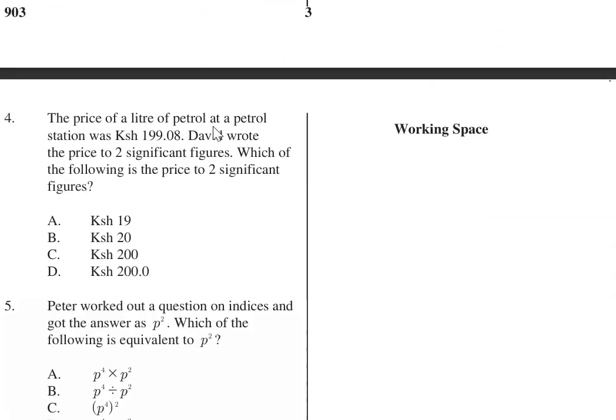The price of a liter of petrol at a station was 199.08 Kenyan shillings. David wrote the price to 2 significant figures. Which of the following is the price to 2 significant figures? So maybe I teach you something on significant figures because this one confuses a lot of students. Any number between 1 and 9 is significant. For example, if you have a number like 217, we count significant figures from the left. We start here. So this is 1, 2, 3. This number has 3 significant figures.